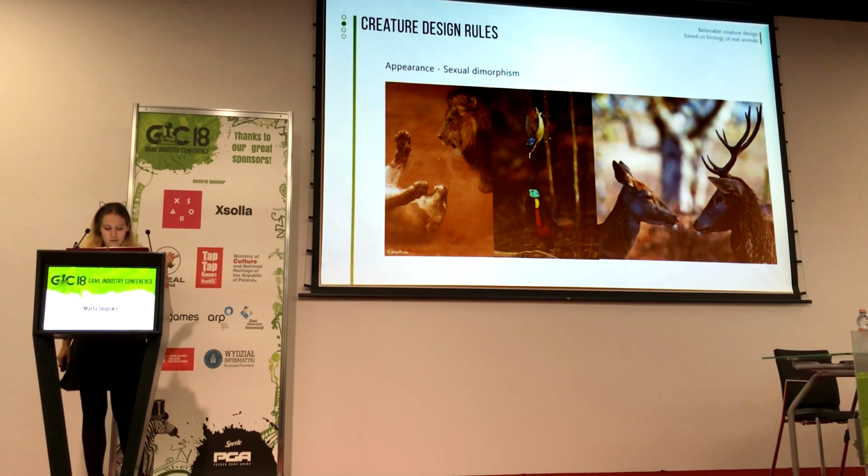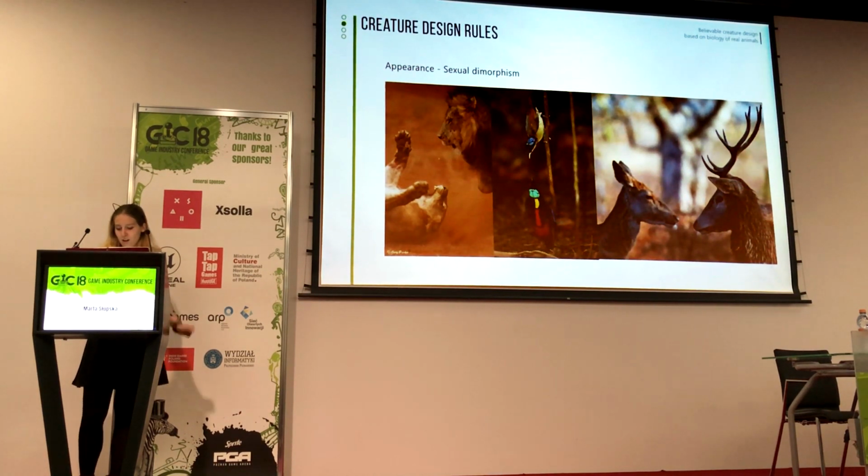And in the first one, you of course see the lion with its mane. In the second one, there are birds of paradise that are very colorful, but their females look totally like a sparrow or something very small and not very interesting. And in the third one, you see the deer with its antlers that it also uses to fight for its females.